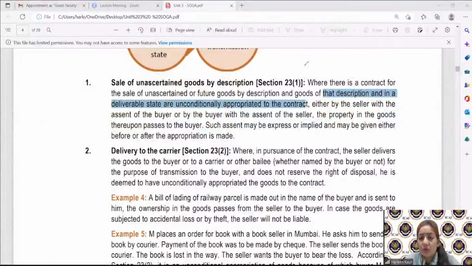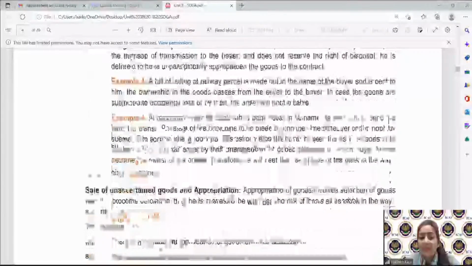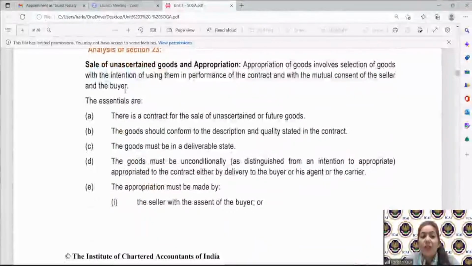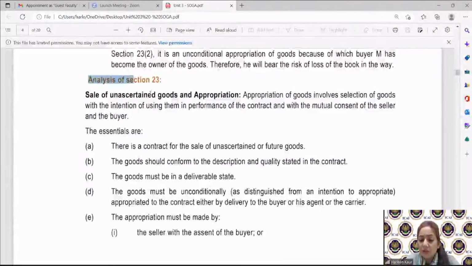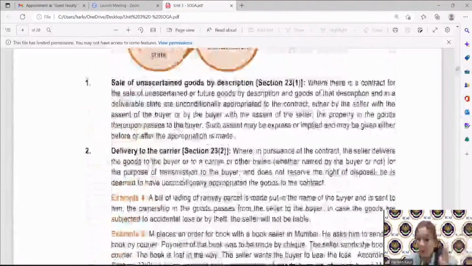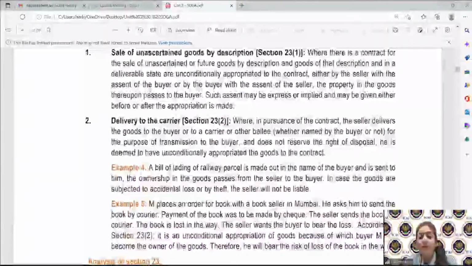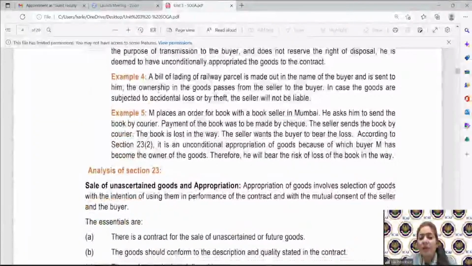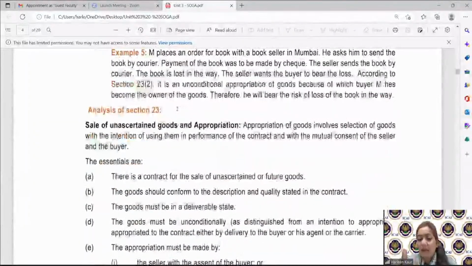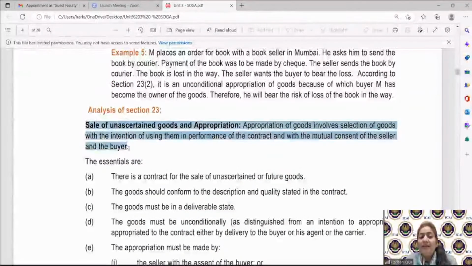Section 23 subsection 1 basically means appropriation of goods. So this is the meaning of appropriation of goods. See, analysis of section 23. One thing which I really love about the study material is that it always gives you sections. First, it tells you how the law has been written, and then it gives you an analysis, in simpler language, which you actually have to learn and follow. So you can pick it up from here. That is, appropriation of goods means selecting the goods for performance of the contract with the mutual consent of buyer and seller. Now, what is the meaning of mutual consent?